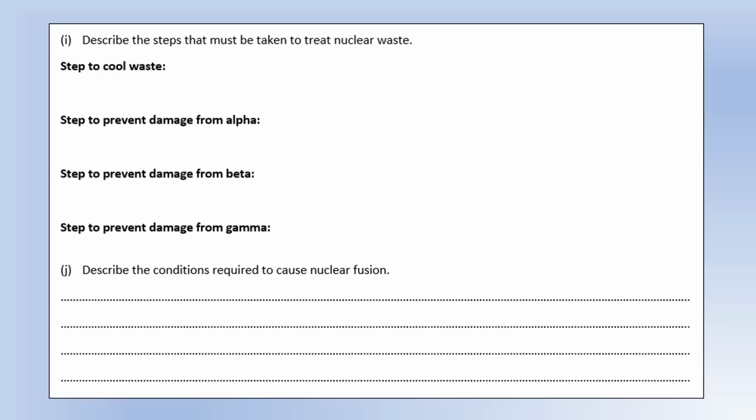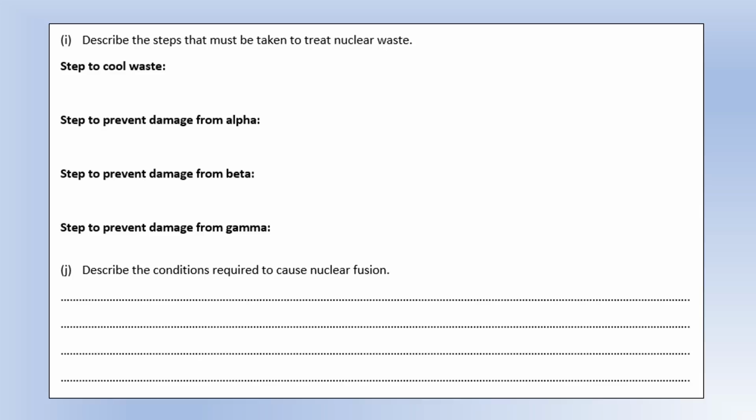Okay, so we've taken a look at the actual reaction we use to produce energy. What we're now going to look at is one of the big problems with nuclear power plants, which is that the waste they produce is radioactive, and we have to deal with that and store it in a way that we can essentially store it for thousands and thousands of years until it's safe.